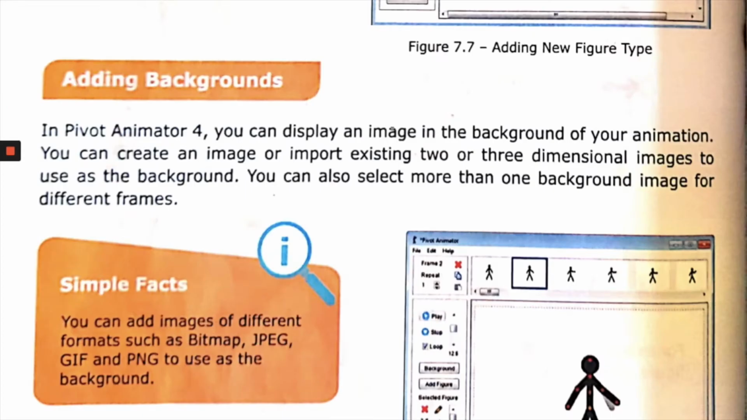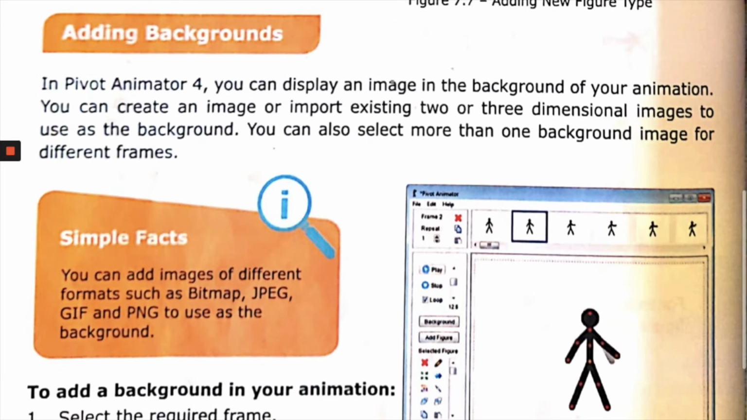Adding backgrounds. In Pivot Animator 4, you can display an image in the background of your animation. You can create an image or import existing two or three dimensional images to use as the background. You can also select more than one background image for different frames.